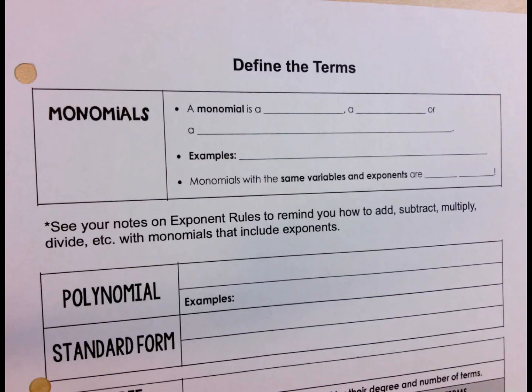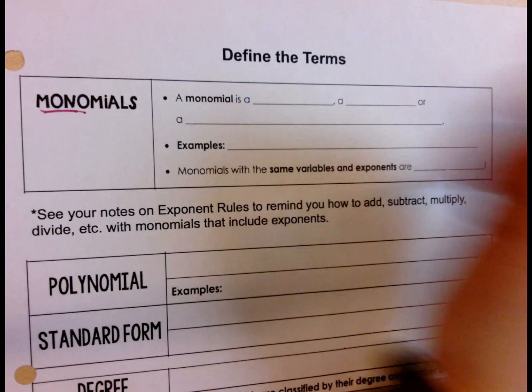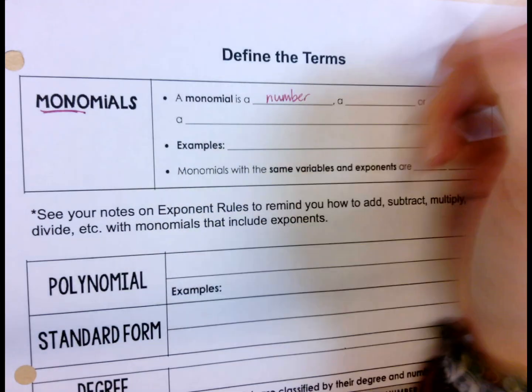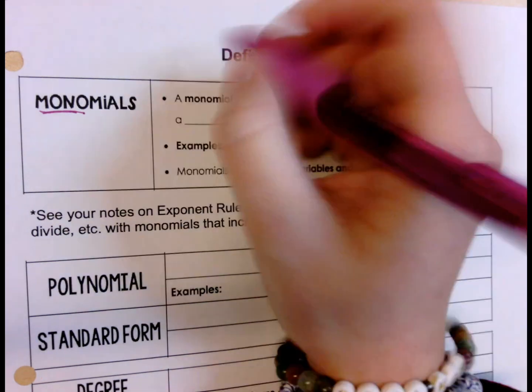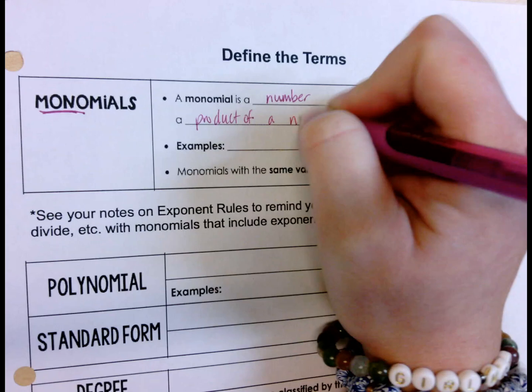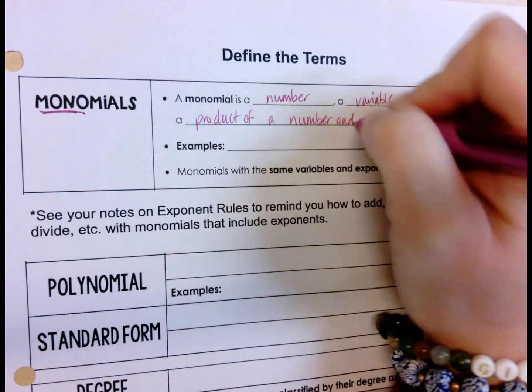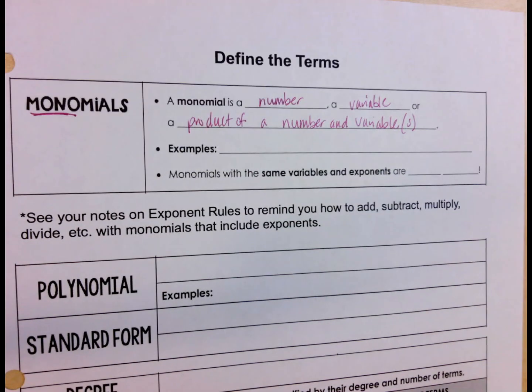Okay, so we do have quite a few vocabulary things that we need to discuss. So first off, let's talk about what a monomial is. Mono is that prefix that means one, and so it is a number, or it's a variable, or it's a product of a number and variable. Okay, so basically it's a term. It's one thing that's all multiplied together or all put together, and we consider that to be a term.